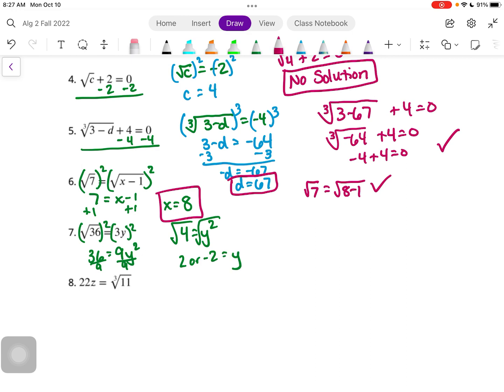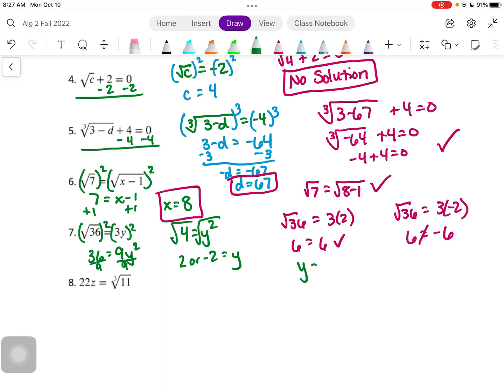Now we've got to plug it back in. So the square root of 36 is equal to 3 times 2. 6 equals 3 times 2, which was 6. So that's right. That one's good. Square root of 36 equals 3 times negative 2. Well, the square root of 36 is 6. 6 does not equal negative 6, so the answer is just y equals 2. It does not equal the negative 2.